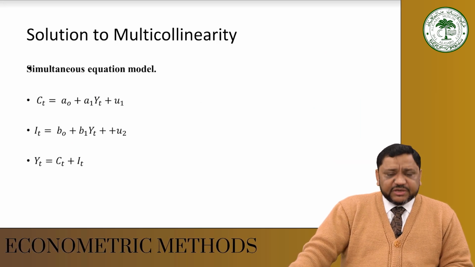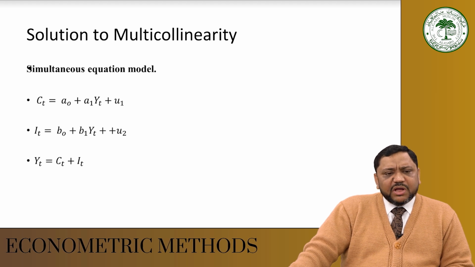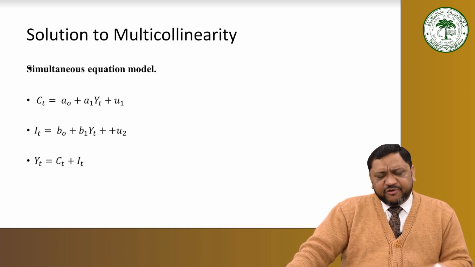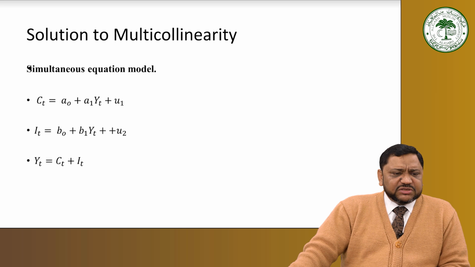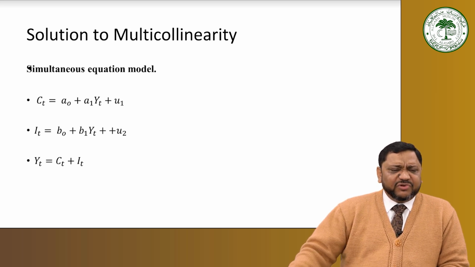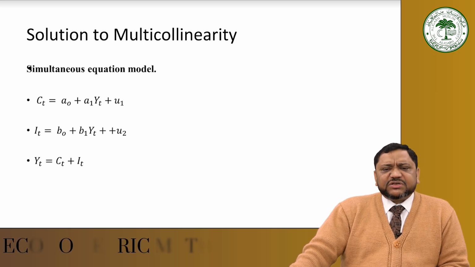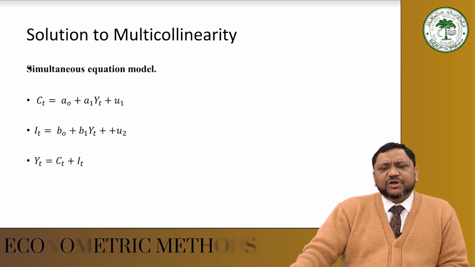The next method is simultaneous equations. We can go to the realm of simultaneous equation models for multicollinearity, and an example is given. You have your basic income identity Y is equal to C plus I. We have ignored G at the moment. Y is equal to C plus I, and you have a function of C and a function of I. Income is coming into both the equations, the equation for C and the equation for I. We will discuss this when we discuss simultaneous equations.